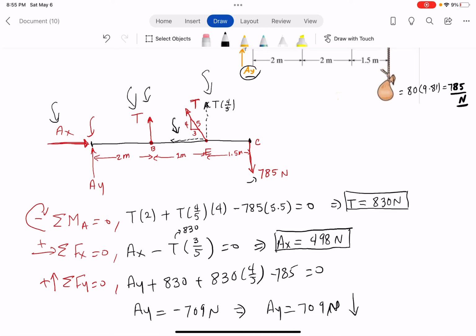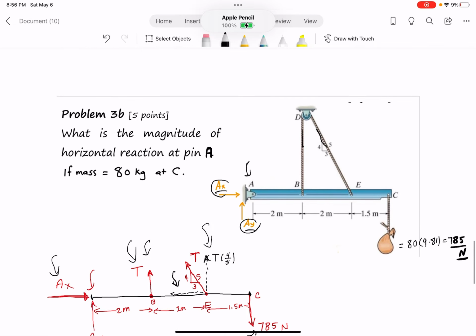And this AX, it was plus, so this is the direction. The tension, of course, it's a tension, so you don't have a direction for this because it's pulling point B and point E. So this is the final answer for this. I know a lot of people were asking me about this because this was not in test 2, but this should be included in the final.